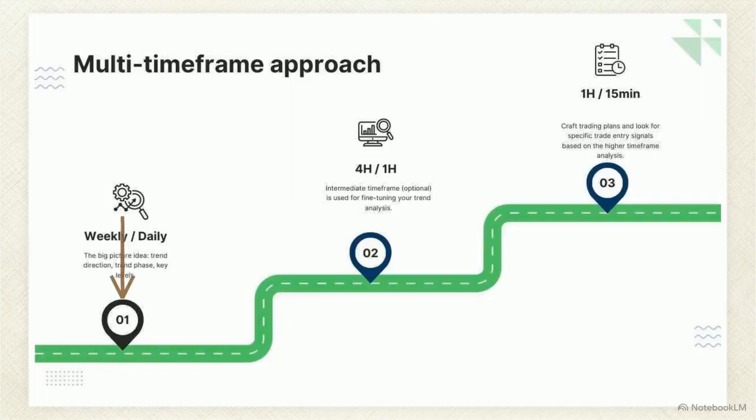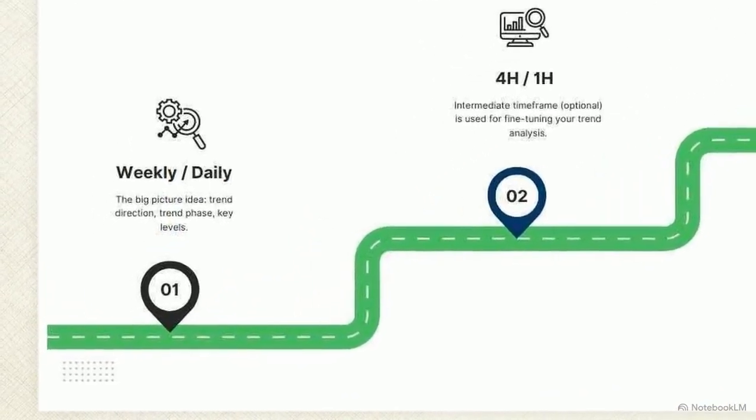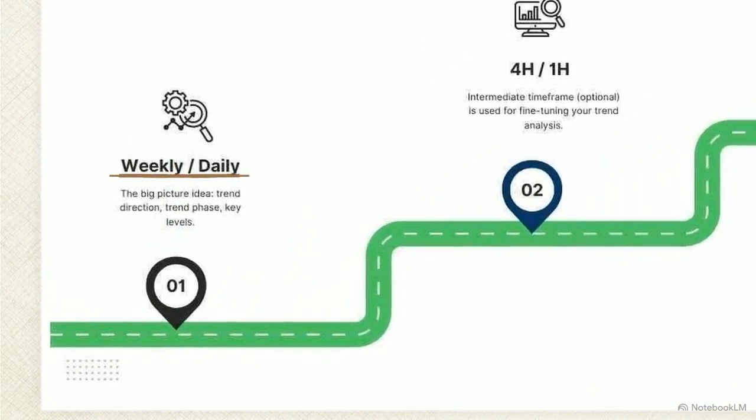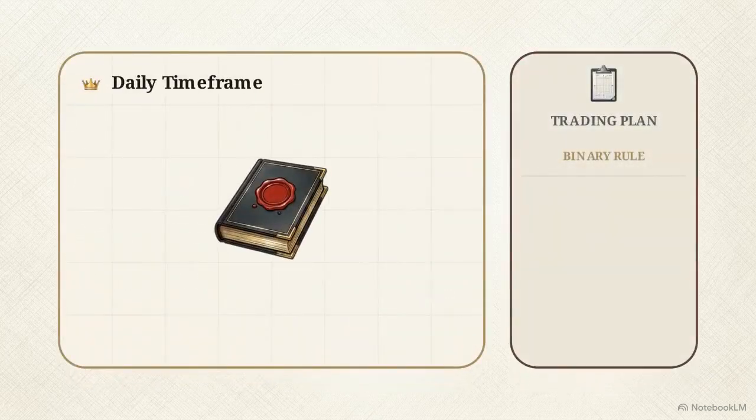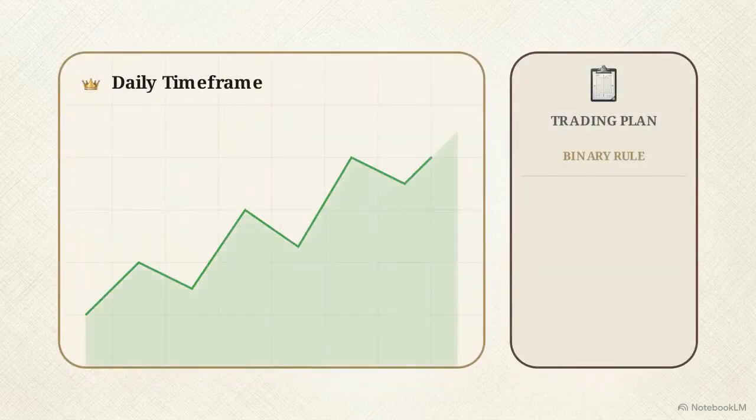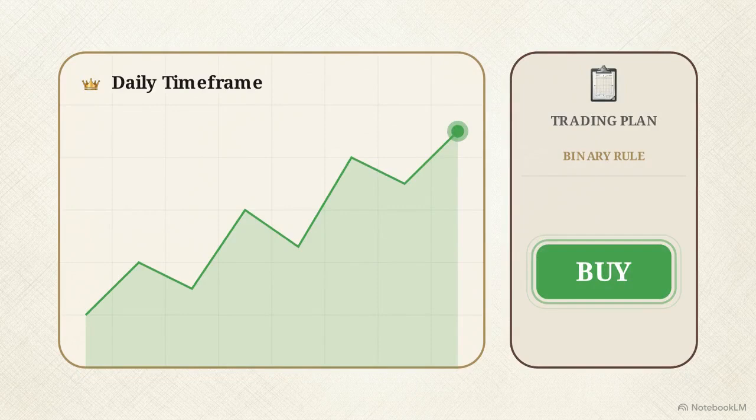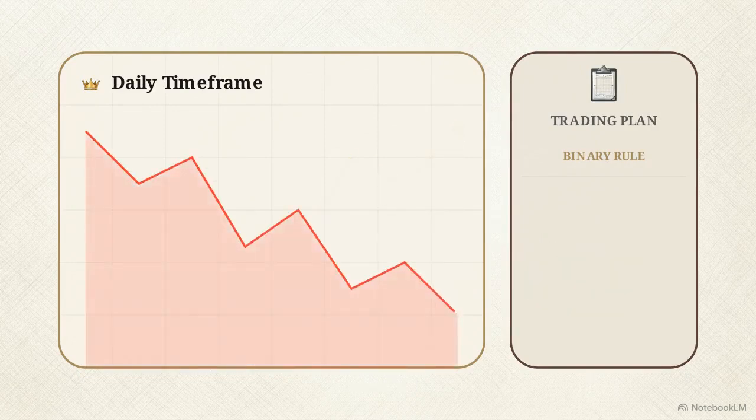This roadmap outlines our approach. Step 1 is choosing your country. You start from the top, opening a higher time frame like the weekly or daily chart to establish the boss direction. The macro chart dictates the market's overall momentum. This creates a rigid, binary rule for your trading plan. If the daily chart is in an uptrend, you only look for buy opportunities. If the daily chart is in a downtrend, you strictly look for sell setups.